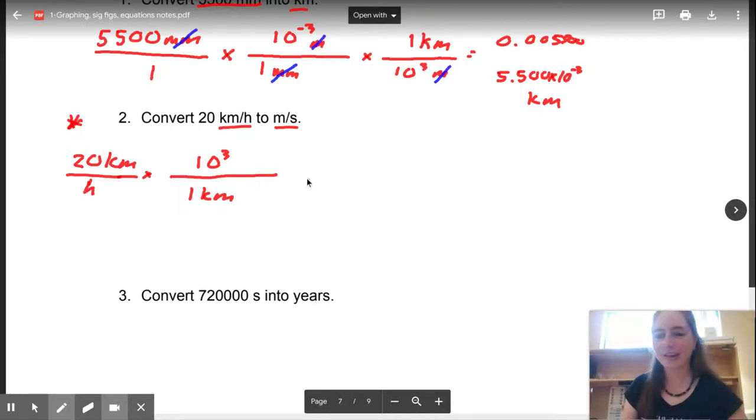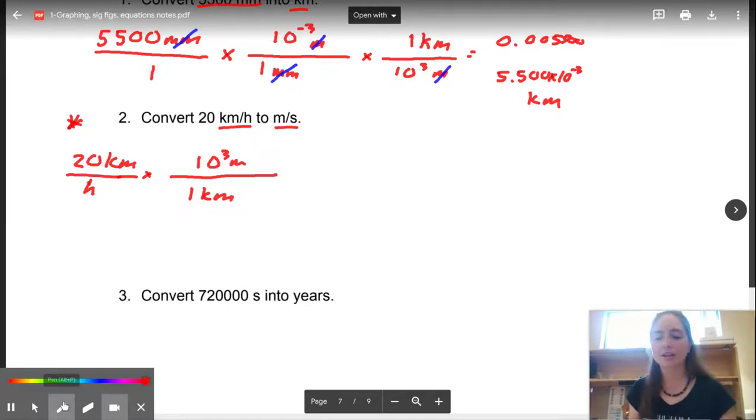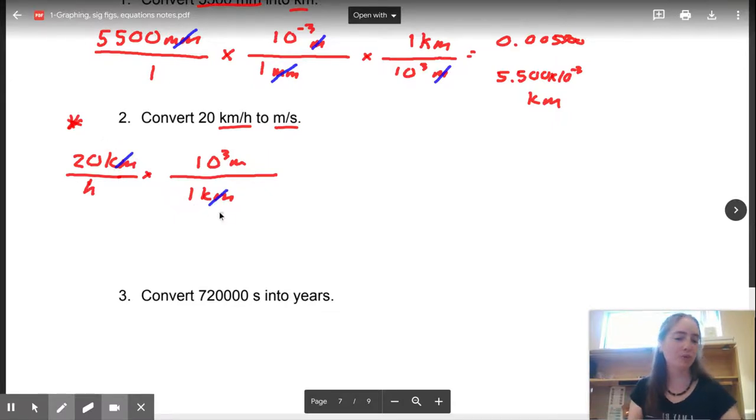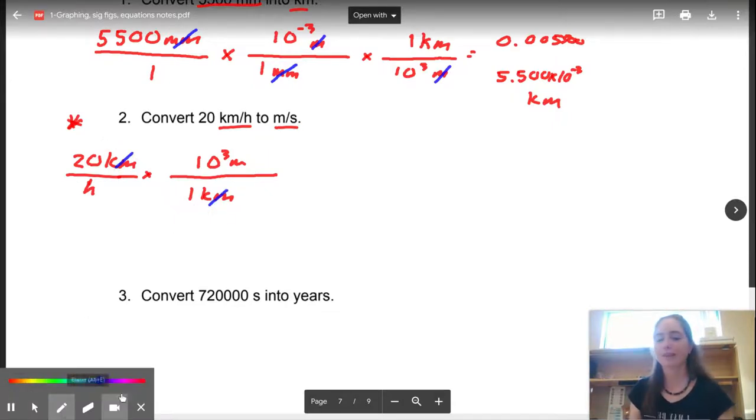Okay, so then where are we? Meters. We've got meters up on the top here, kilometers on the bottom. These kilometers are going to cancel. When you have one on the top and one on the bottom, they cancel. Now we're left with meters per hour, because hours are still on the bottom.